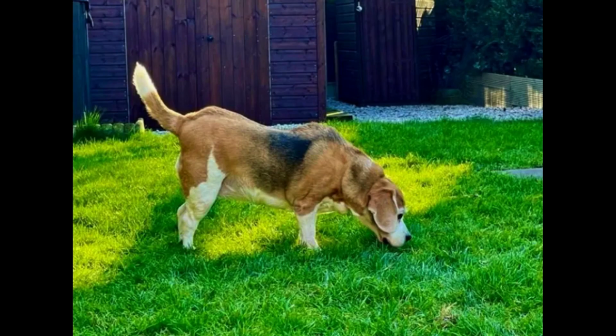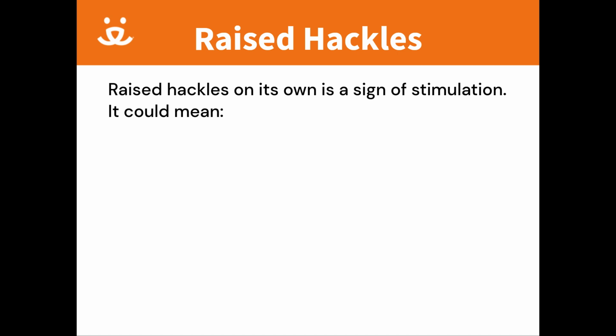Not all dogs will raise their hackles. If they do, they may also raise them in different parts of the body, such as the neck, back, the base of the tail, or the whole back. Raised hackles on its own is a sign of stimulation. It could mean fear, overarousal, or even excitement. So it's important to look at the body in context.